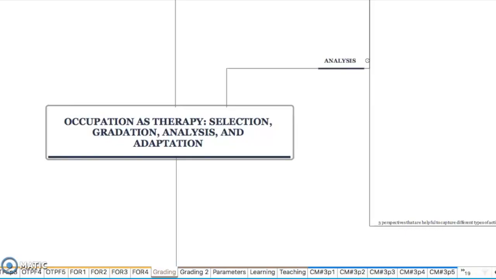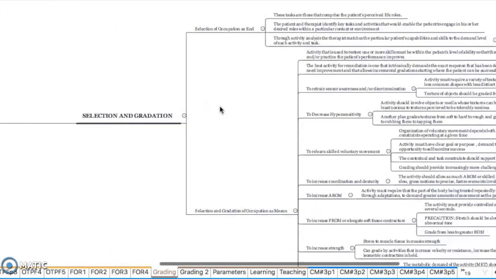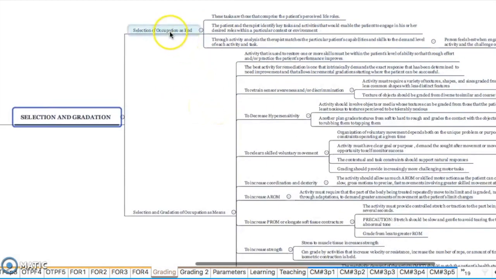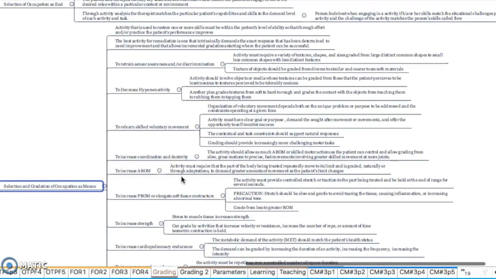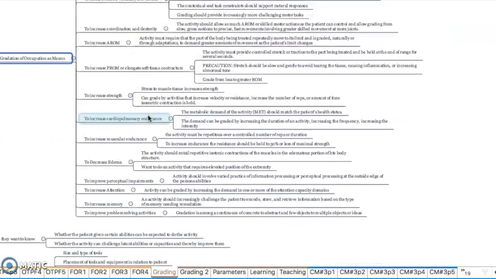The next component of our portfolio goes into detail on Radomski Chapter 12, which is focused on selection, gradation, analysis, and adaptation. And up here we have included information on selection and gradation. Here we have selection of occupation as end, selection and gradation of occupation as means, and we have different categories of intervention and ways to grade them up or down.